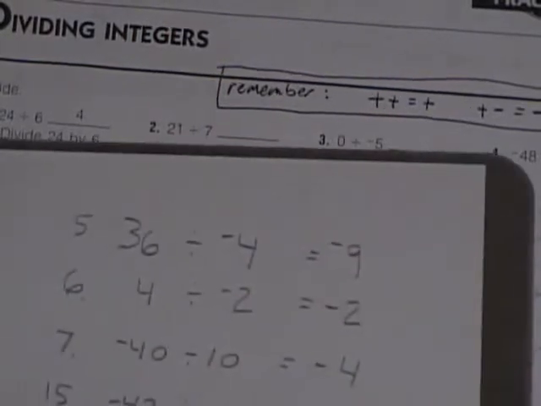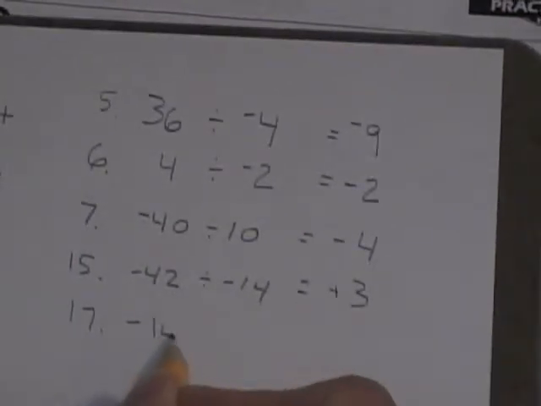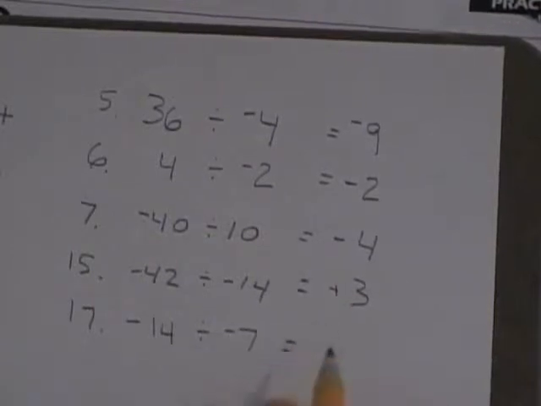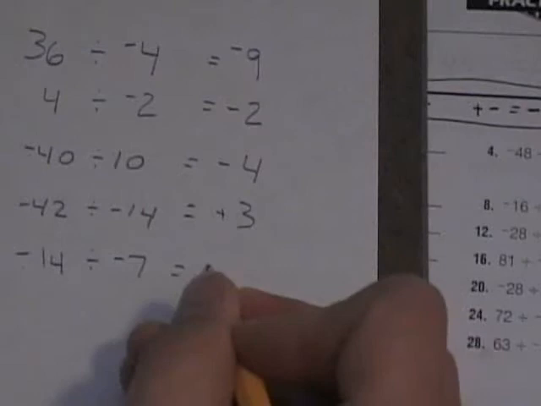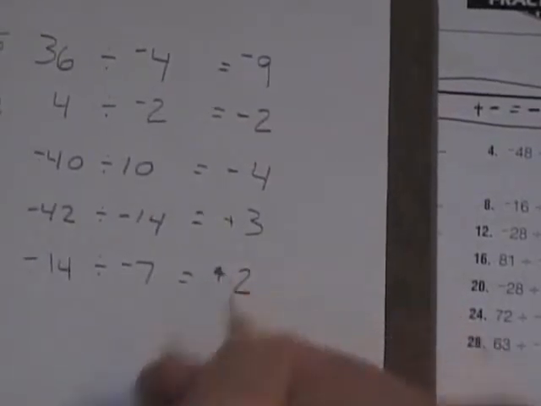Number 17. Same thing. Negative 14 divided by negative 7. So we're going to look. Negative and a negative is a positive. So you can erase the positive if you want. Okay.